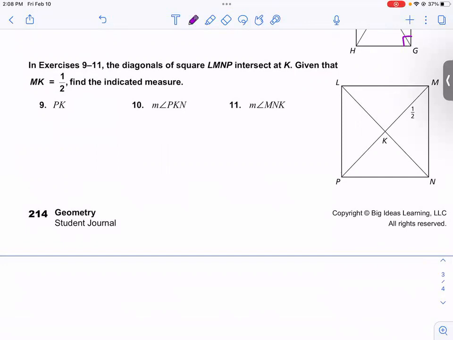Every time you're working with a square, what's this angle right here? 45, 45. Everything is 45. Oh, but this one is 90. Now, if MK is 1/2, what is PK? PKN. 90. MNK. 45. Okay.